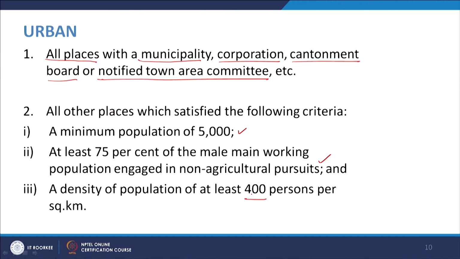Under the second category, apart from that, all other smaller centers having a population of 5,000, 75% of the working population in the non-agricultural sector, that is either industry or manufacturing or business, combined 75% or more, and a population density of at least 400 per square kilometer. So these three criteria are basically the generic criteria for eligibility as urban. So you can understand that the number one areas I mentioned are under municipalities, corporations, cantonment boards or notified areas. On the other hand, category 2 areas are not within the municipality.